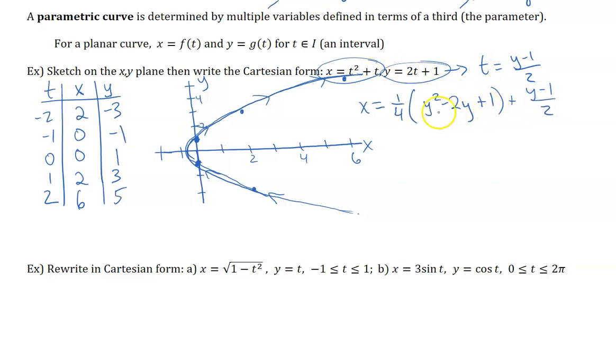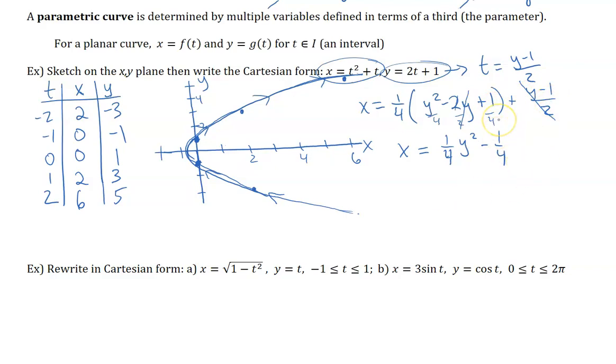And let's see, so distributing the 1/4, this would be y squared over 4. This would be negative 1/2 y. This would be 1 over 4. And this is y over 2 minus 1/2. Okay, so we end up with x equals 1/4 y squared. And then the negative 1/2 y and the positive 1/2 y will cancel each other out. And we've got 1/4 minus 1/2, so minus 1/4 left over.